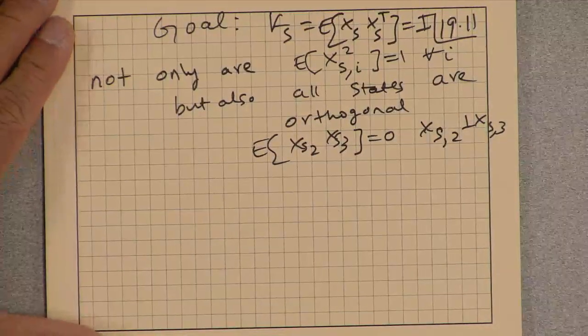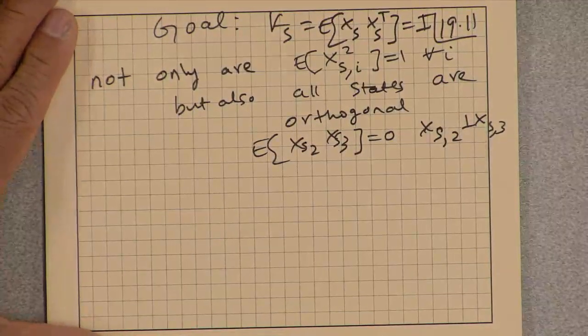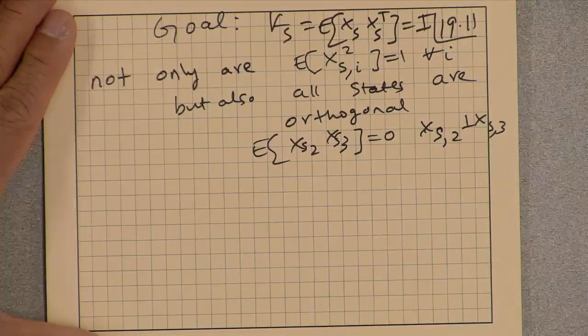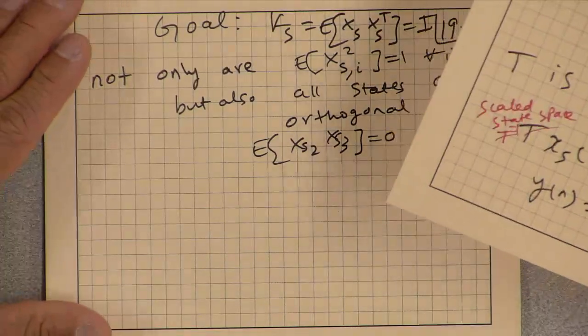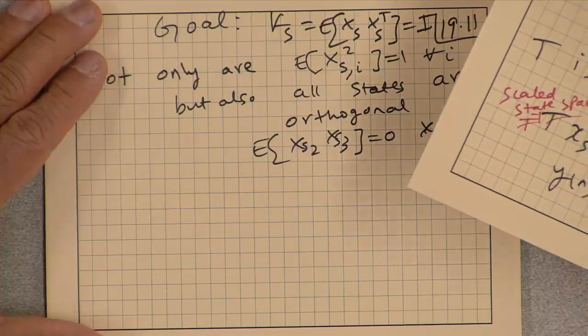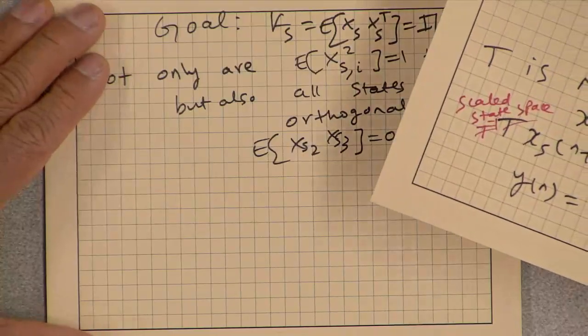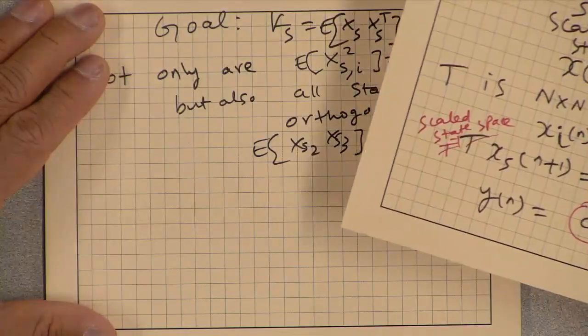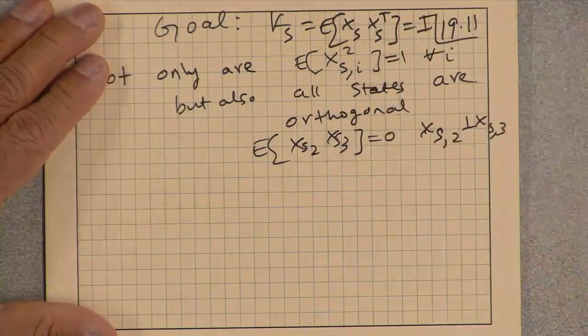So after scaling, if we pick the right scale transformation TII, then the K matrix will be an identity matrix, which means that all the state variables will have a mean square value of 1. And that's really very important to us. Why is that important to us?